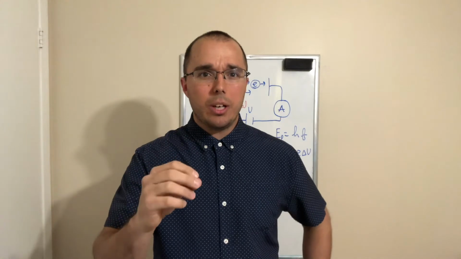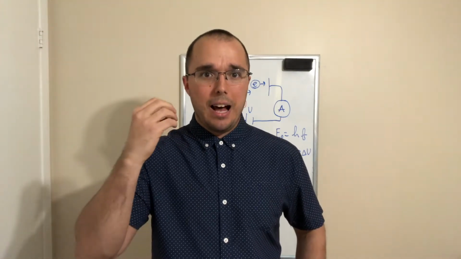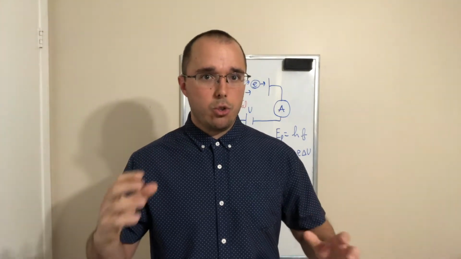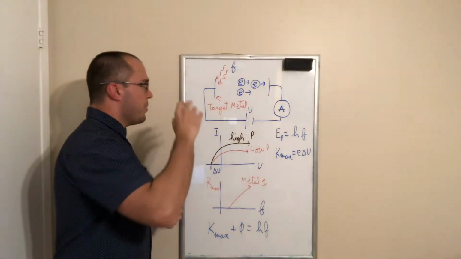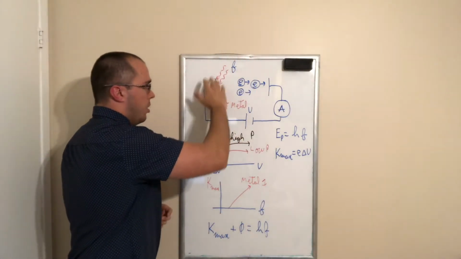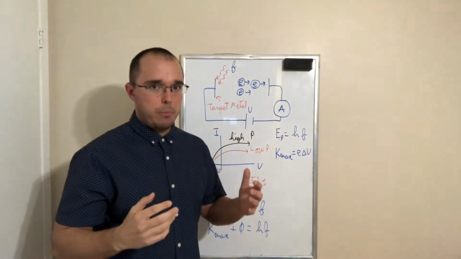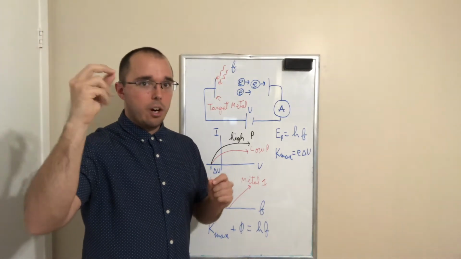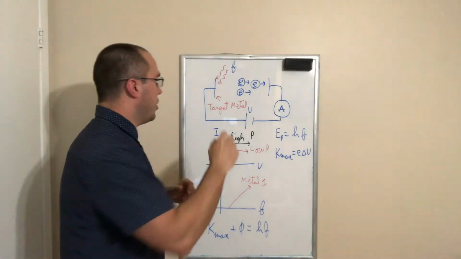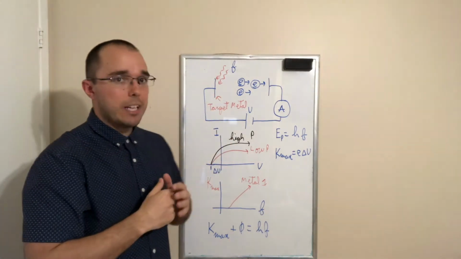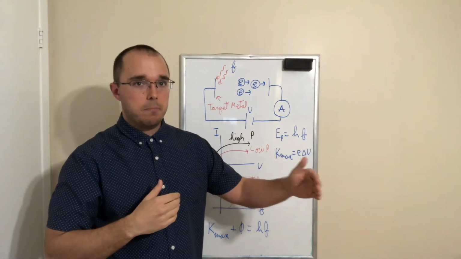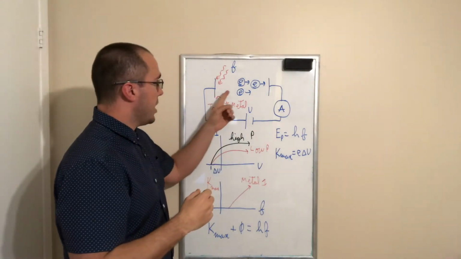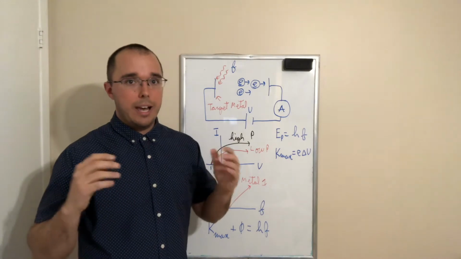So let's have a look at the experiment that Einstein was able to solve in order to prove that the photon really exists. So if we have a diagram here of the photoelectric experiment. What happened is when you shine a light of a certain frequency on a piece of metal, some electrons will be ejected. We will call these ejected electrons photoelectrons.